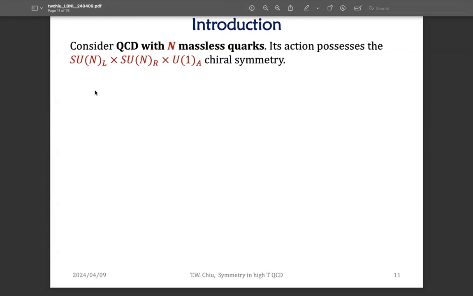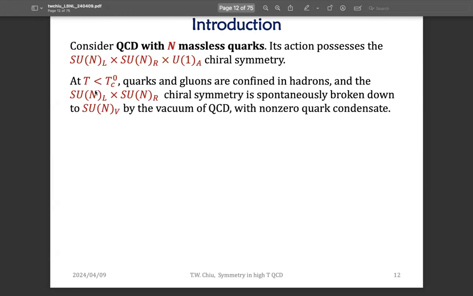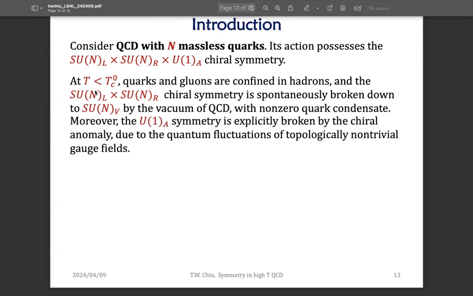Let's consider QCD with n massless quarks. This action possesses the SU(N)L times SU(N)R times U(1)A chiral symmetry. But at low temperature, quarks are confined in the hadrons, and the chiral symmetry is broken by the vacuum of QCD, with a non-zero chiral condensate. Moreover, the U(1)A symmetry is explicitly broken by the chiral anomaly, due to the quantum fluctuation of the non-trivial gauge configurations.